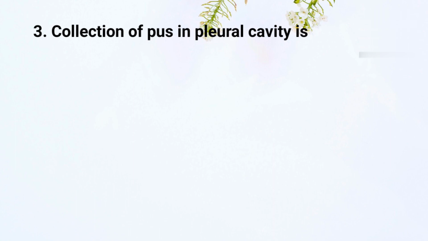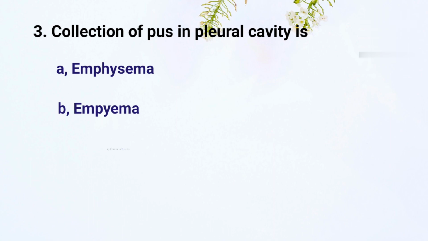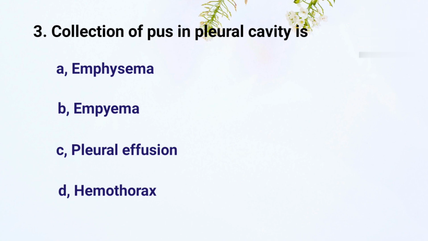And question number 3: collection of pus in the pleural cavity is option A, emphysema; option B, empyema; option C, pleural effusion; option D, hemothorax. And the answer is option B.